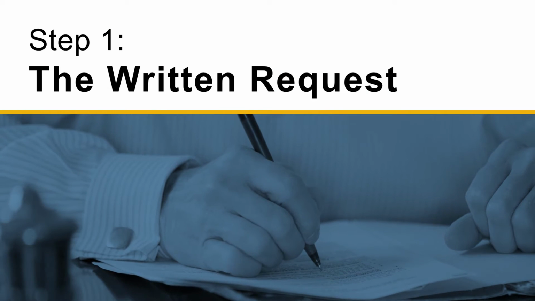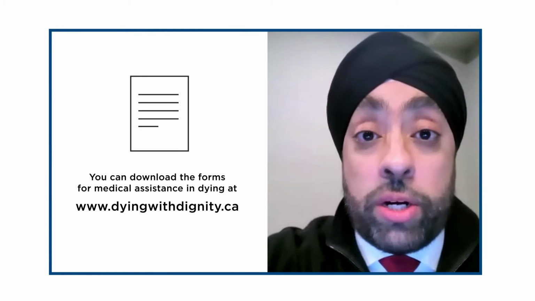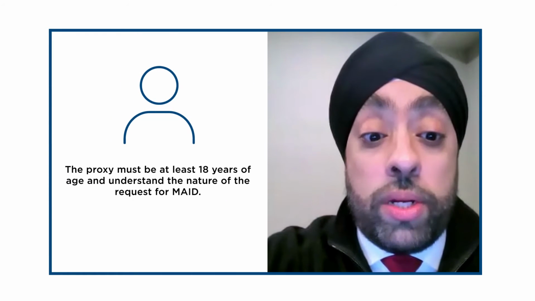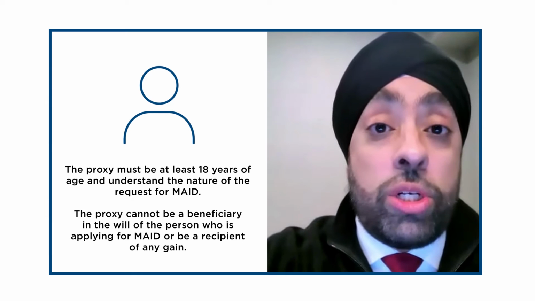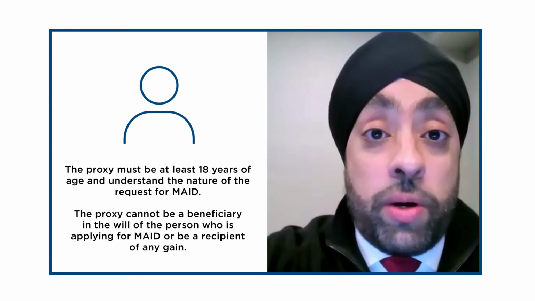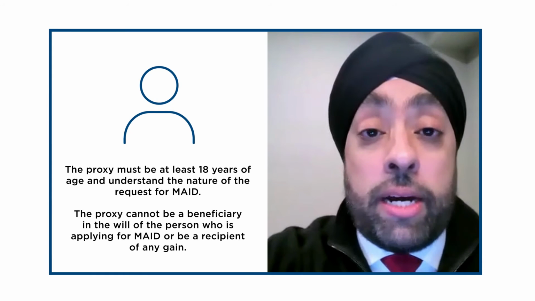Everyone who applies for MAID must complete a written request. You can download the actual form, which is called the Record of Request, from the MAID website. If you are unable to sign the form yourself, you may ask someone to sign on your behalf. This person, known as the proxy, must meet certain criteria for them to be able to sign on your behalf. The specific criteria are listed on the actual Record of Request form.